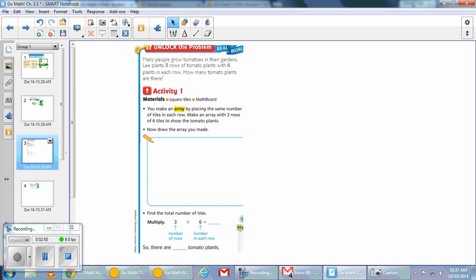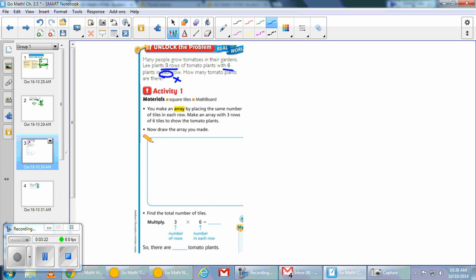Okay, jumping right into our lesson. I couldn't get it all to fit on one page to where we could still read it, so mine looks a little bit different than yours. You're starting on page 115 today with that essential question of, how can you use arrays to model multiplication and find factors? So we're going to unlock the problem. Many people grow tomatoes in their garden. Lee plants 3 rows of plants with 6 plants in each row. How many tomato plants is there?